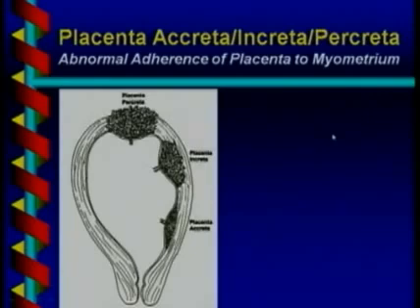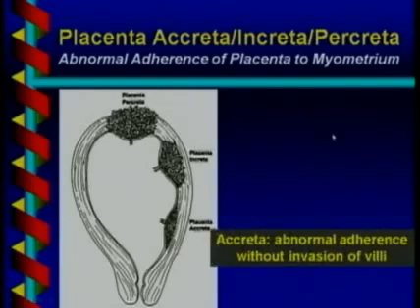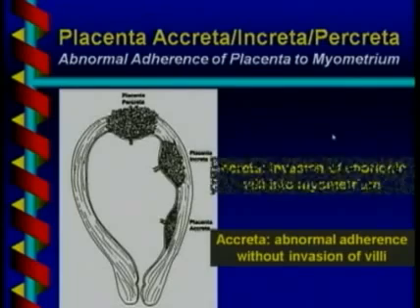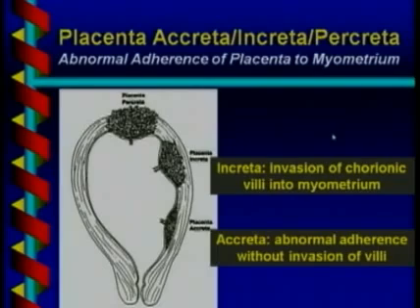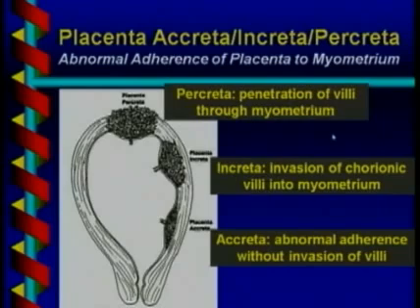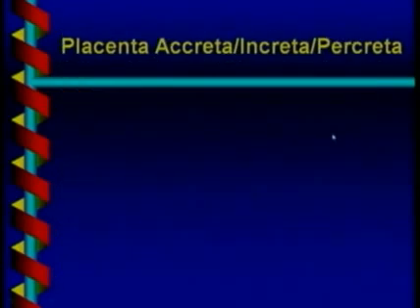Another very important diagnosis not to miss on ultrasound is a placenta accreta or increta or percreta. They're a continuum in which there's abnormal adherence of the placenta to the myometrium. With a placenta accreta, there's abnormal adherence without invasion of the villi into the myometrium itself, but it adheres abnormally and won't come off normally at delivery. With placenta increta, there's invasion of the villi into, but not all the way through, the myometrium, and with a percreta, the villi penetrate all the way through the myometrium.